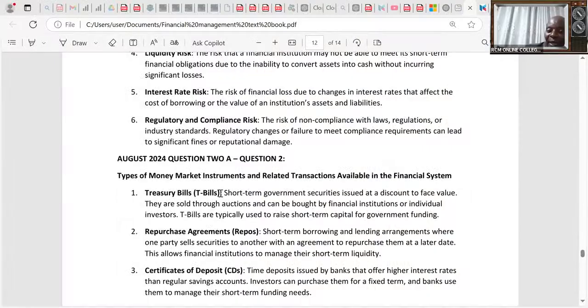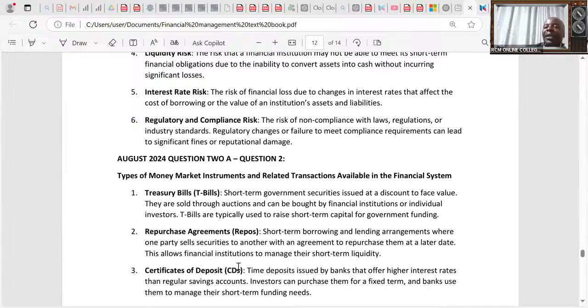So whenever they talk of money markets, remember treasury bills, and then remember these repo arrangements: short-term borrowing and lending, where one party sells securities, could be shares, whatever, to another with an agreement to repurchase them at a later date.